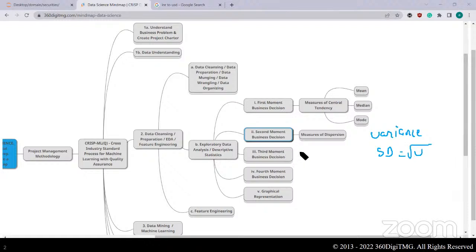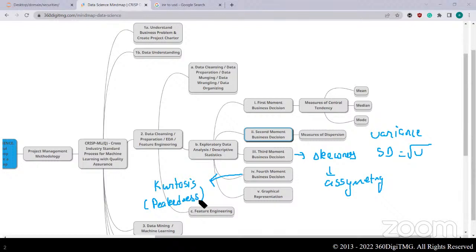Then you have the third business moment decision, which is the skewness. Skewness measures the asymmetry of the data, how asymmetric the data is. Okay, so skewness is telling you, is the data concentrated in the middle, on the left or the right of a histogram. And then you have the fourth business moment, which is kurtosis. Kurtosis tells us the peakness of the data. It is measuring how the peak of the data looks like. Okay, is it peaking a lot? Is it having thin tails or no?